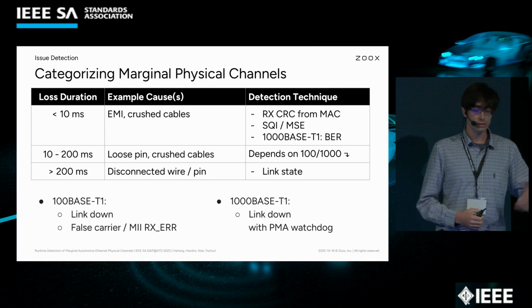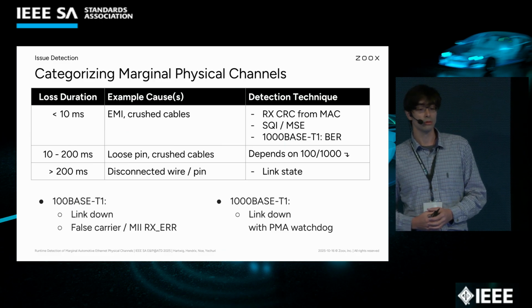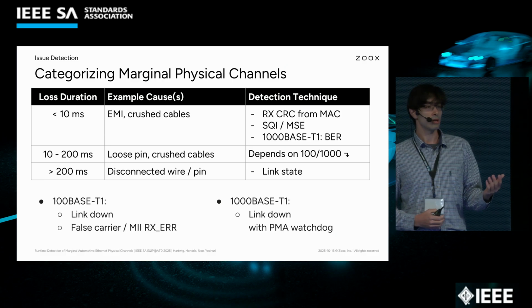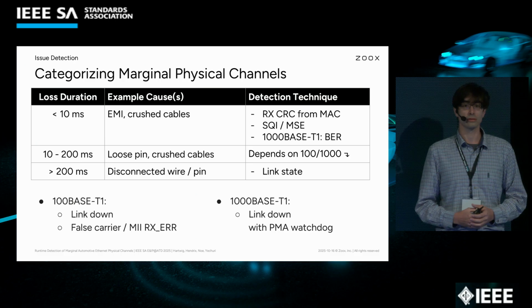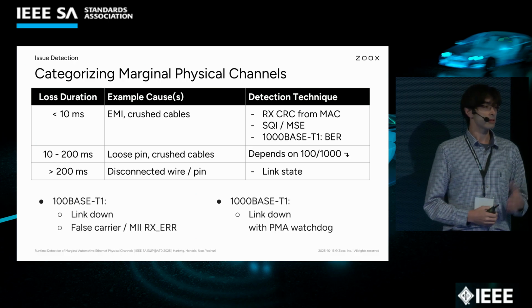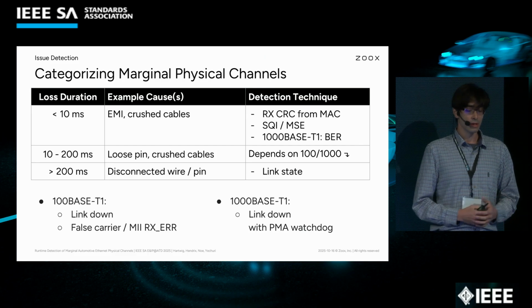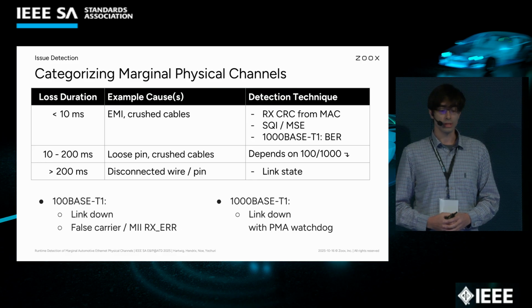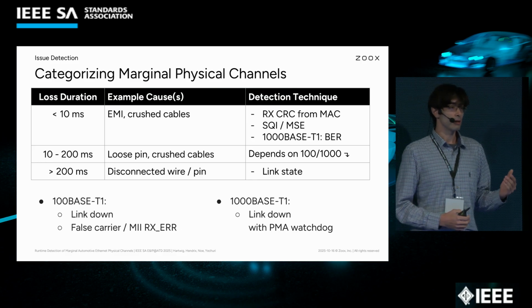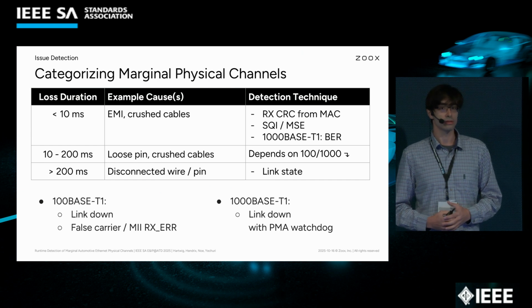So this is the same categories with some of the detection techniques that are available. We can see that there's actually quite a few for that transient category. There's been a lot of really good focus on this previously. That 10 to 200 millisecond category, however, is a little bit tricky. It also depends on whether we're talking about 100 or 1000 BASE-T1. Particularly on 100BASE-T1, we found that we needed to use the false carrier signal, which propagates over MII as an RX error.